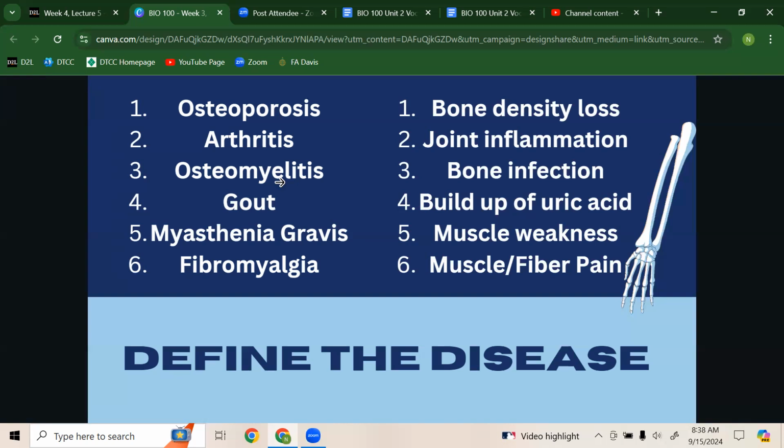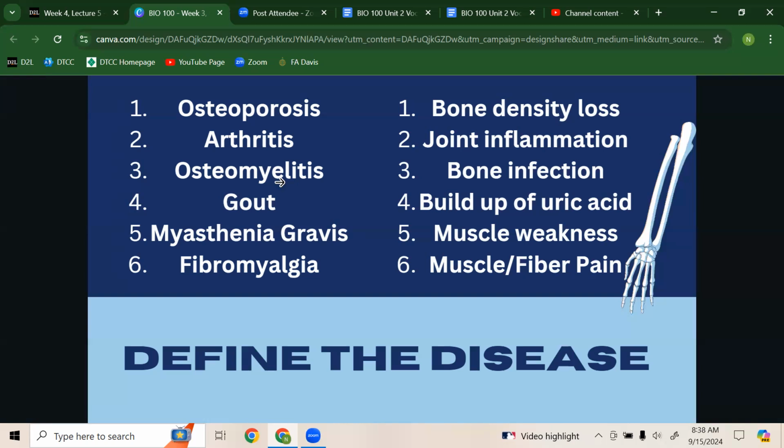Okay, myasthenia gravis. This is from your new list. So asthenia is a suffix for weakness. My or myo is your root in combining form for muscle. So put them both together, muscle weakness.